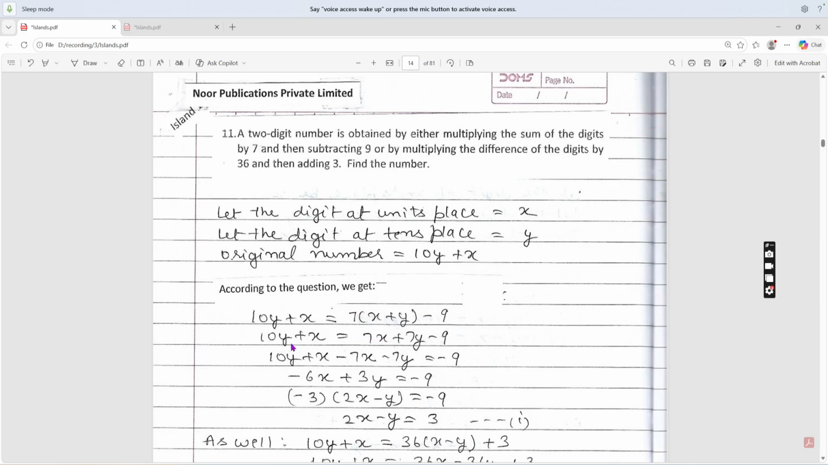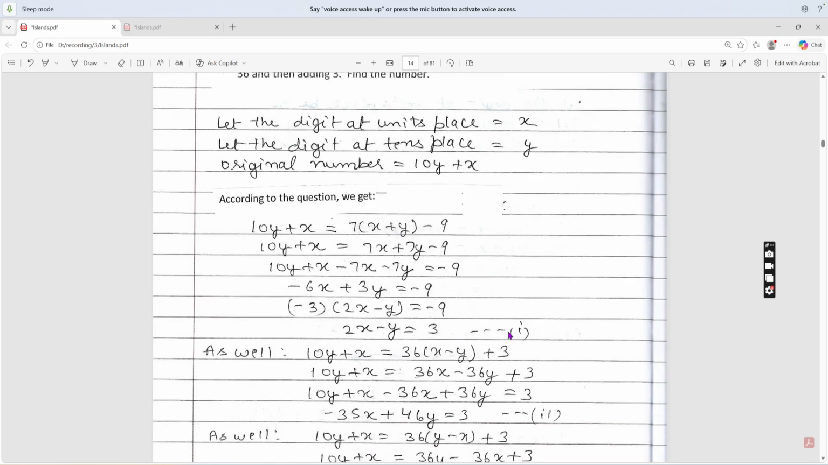And then we are going to shuffle RHS to LHS. So 10y plus x minus 7x minus 7y is equal to minus 9. So 10y minus 7y is plus 3y. x minus 7x is equal to minus 6x, and it is equal to minus 9. Now we are going to take minus 3 common. Minus 3 into 2x is minus 6x, minus 3 into minus y is plus 3y, and it is equal to minus 9. So 2x minus y is equal to minus 9 upon minus 3, that is plus 3. It is the first equation.